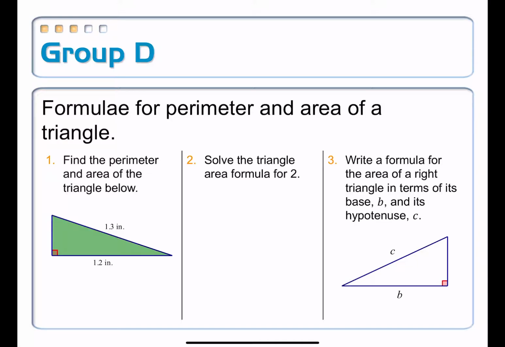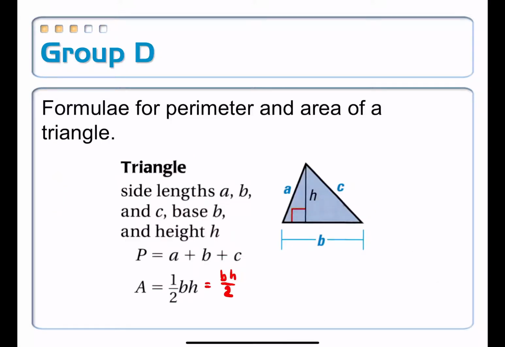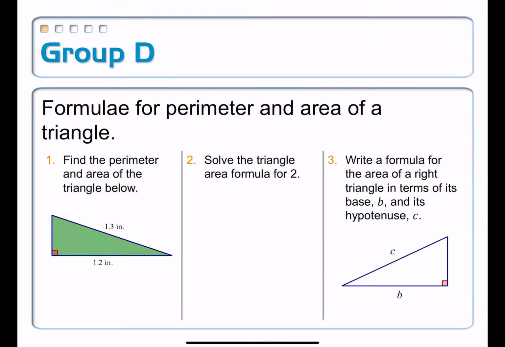So on number 1, this one is sort of straightforward. Find the perimeter and the area of this triangle. We have a right triangle, and it's green, which is important. Number 2, solve the triangle area formula for 2. Okay, so this sounds and looks sort of like what we had to do for the parallelogram problems, because there's no 2 in this formula except for the 2 that's right down here at the bottom. I think we can handle that this time. And then finally, number 3, write a formula for the area of a right triangle in terms of its base B and its hypotenuse C.